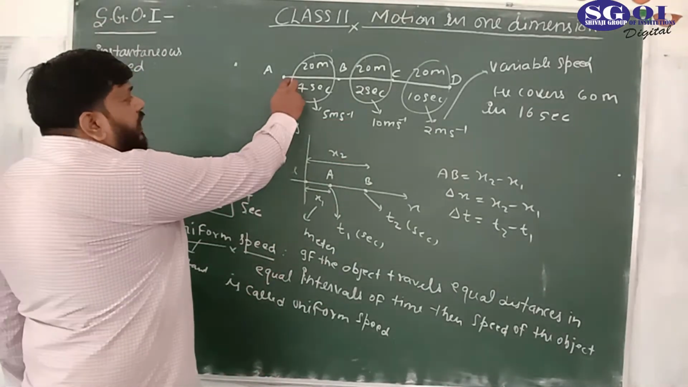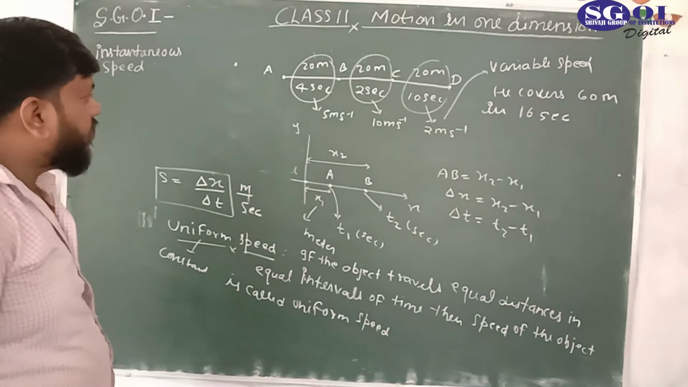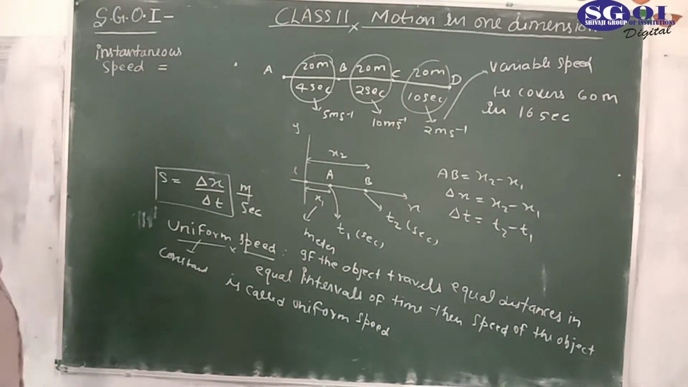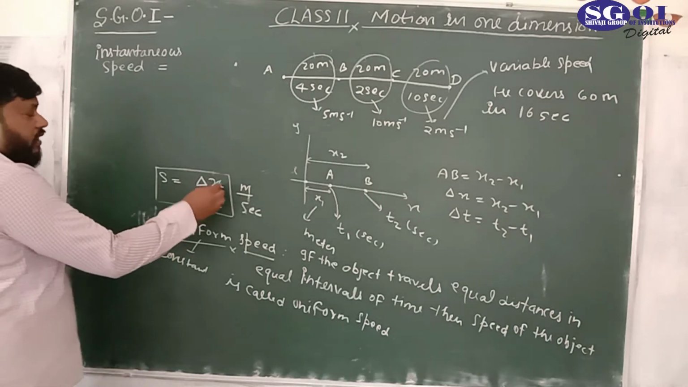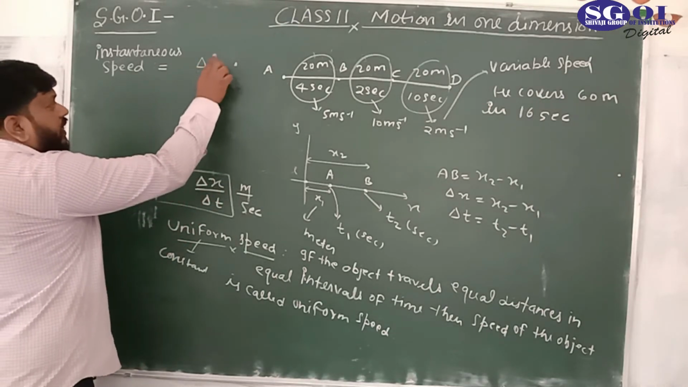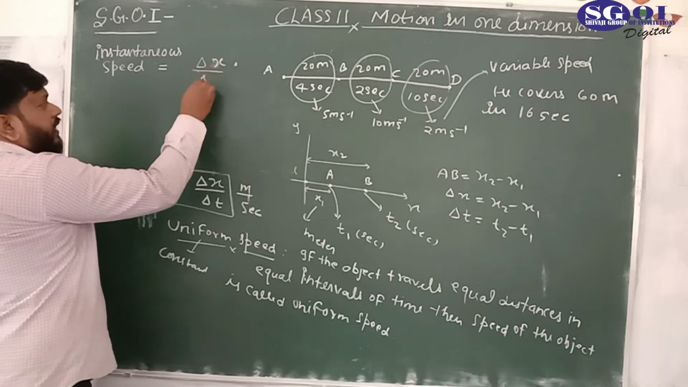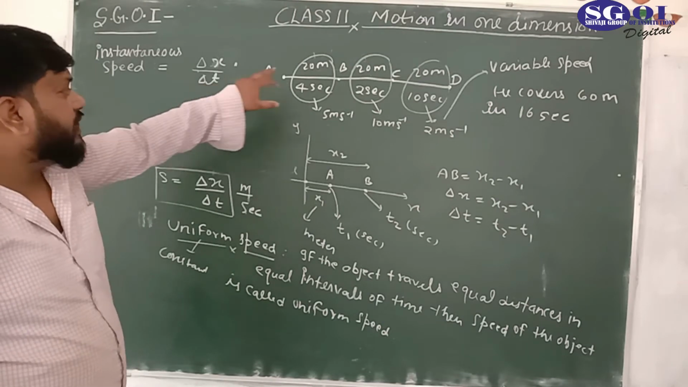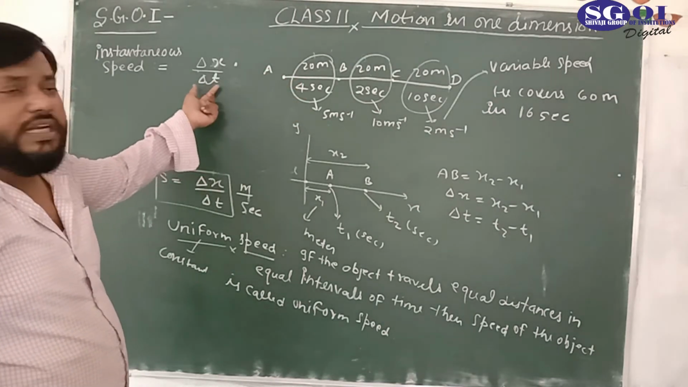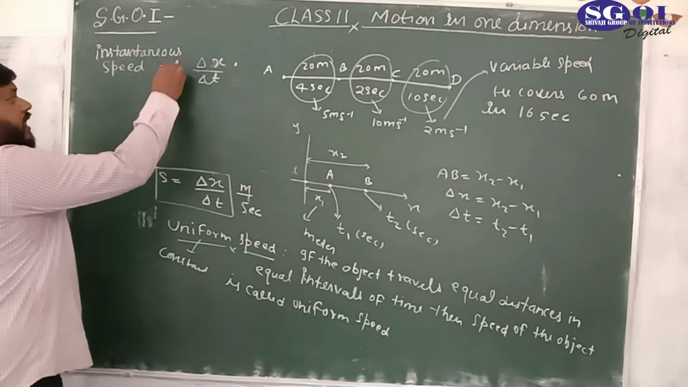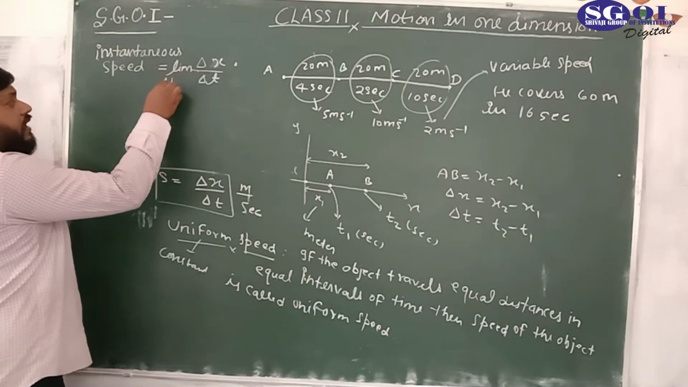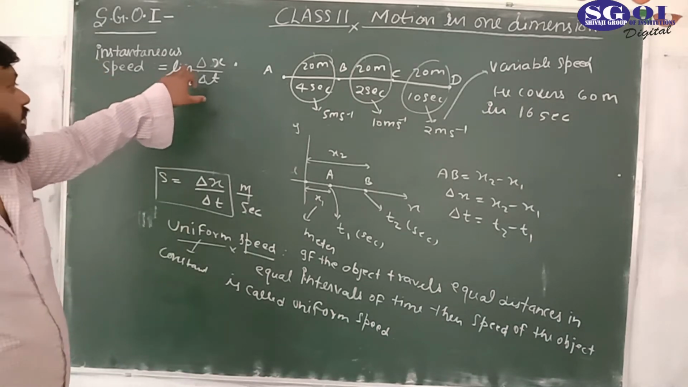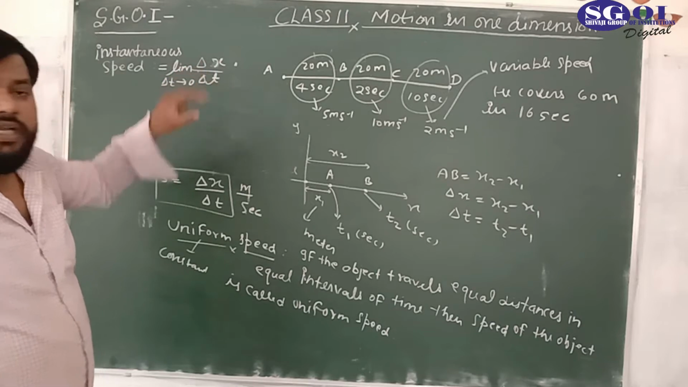It would be different at each interval of time, at each instant of time. Then we would talk about instantaneous speed, and the instantaneous speed is delta x by delta t. And as I told you, if the change in the speed would be very small, it means delta t tends to 0. So we are taking the limit delta t tends to 0. So this would be the instantaneous speed, limit delta t tends to 0, delta x by delta t.